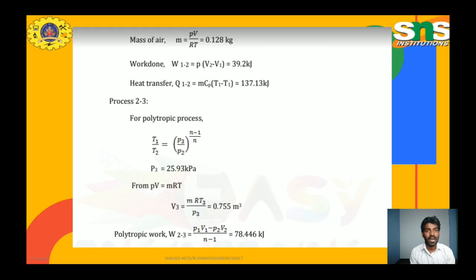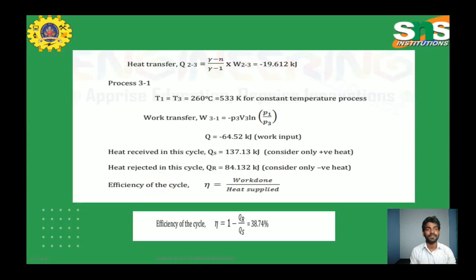So now up to here we have found the mass, and the work done and heat transfer in process 1 to 2, the work done in process 2 to 3, and the volume of the exit section, that is V3. So the heat transfer in section 2 to 3 is given by the formula (gamma minus n) by (gamma minus 1) times the work done of section 2 to 3. Here gamma is the adiabatic index, and n is the polytropic index. We can substitute the polytropic value. So we get the heat transfer in section 2 to 3 as minus 19.612 kilojoule.